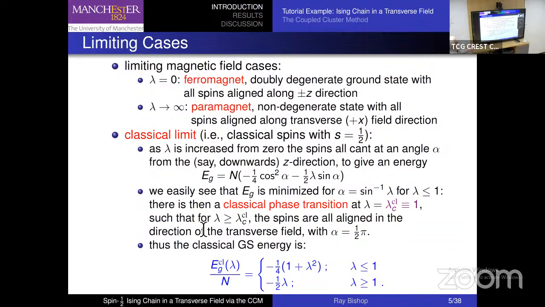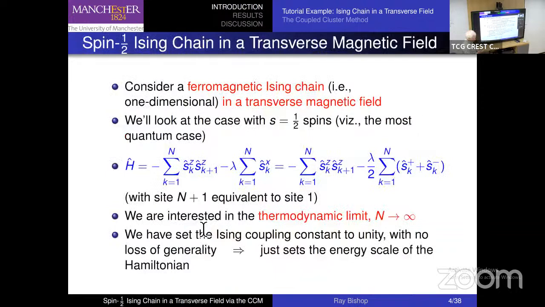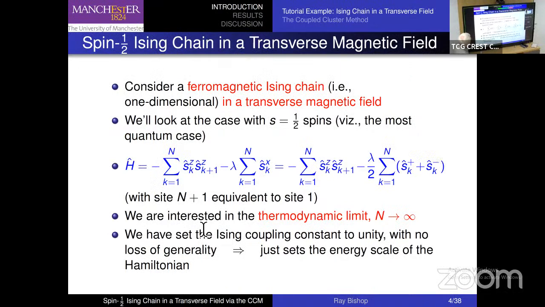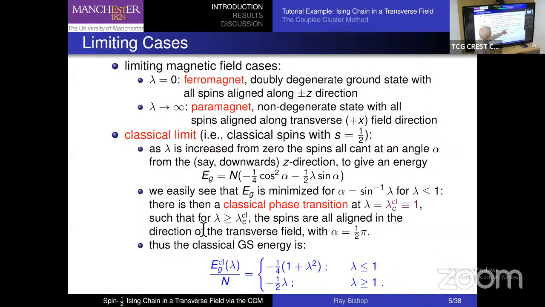So we've got the energy, which is just the number of particles times, let's come back to our Hamiltonian, the Z component, which now picks up cos alpha, so this is minus cos squared alpha. That's this piece, where S squared is a quarter. The other piece is just the X component, which is proportional to sine alpha, and the S here is just a half. So that's the classical energy.